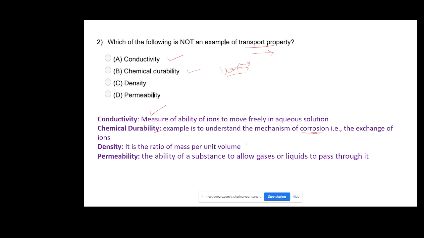Now density. Density is the ratio of mass to volume. So it does not involve any transfer or transport of material, so it is not a transport property. We also need to check permeability, which is a constant that measures the ability of any fluid, gas or liquid, to pass through a substance. So here the correct answer is density, because it does not involve any transport of material.